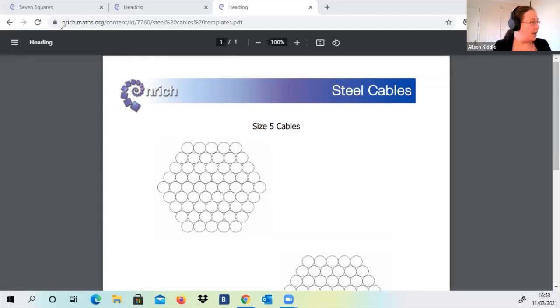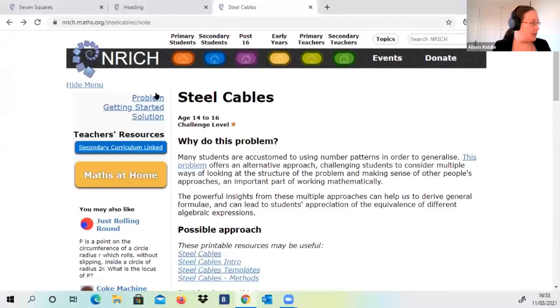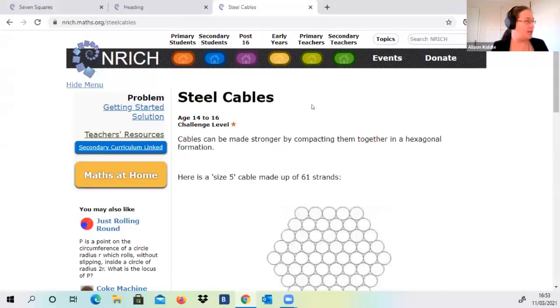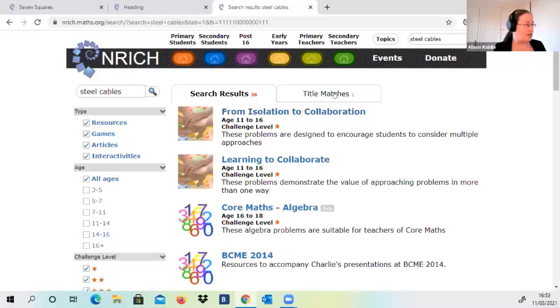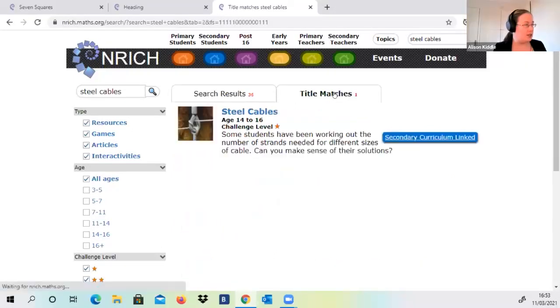So that was the problem, steel cables. If people want to find this problem, I think the easiest way is you can just type in enrich.maths.org/steel cables. That doesn't work for every problem on the website, but it does for some of our favorite problems that we've bothered to rename. But you can also use the search bar. So if I type in steel cables here, it will bring me up, and you can see it says that there is one matching title, and that takes me to the problem steel cables.